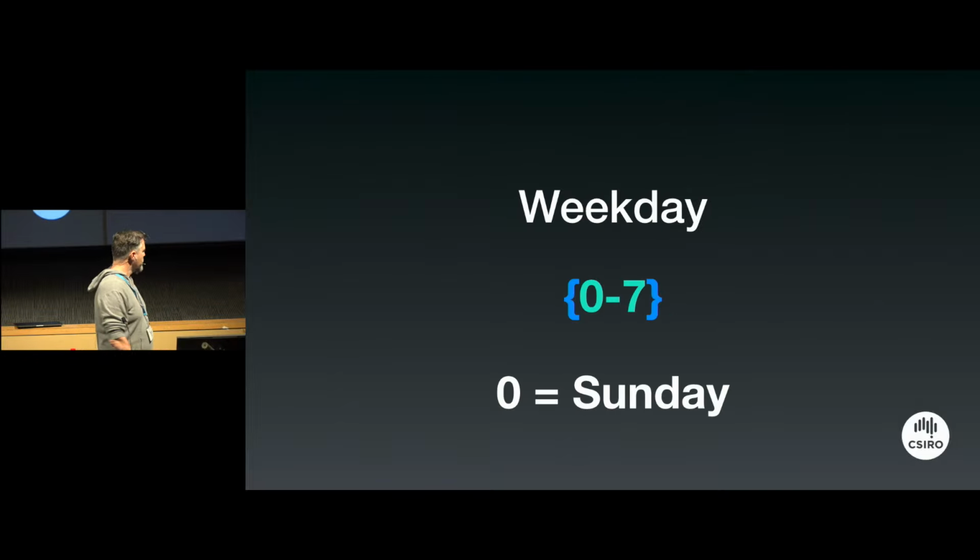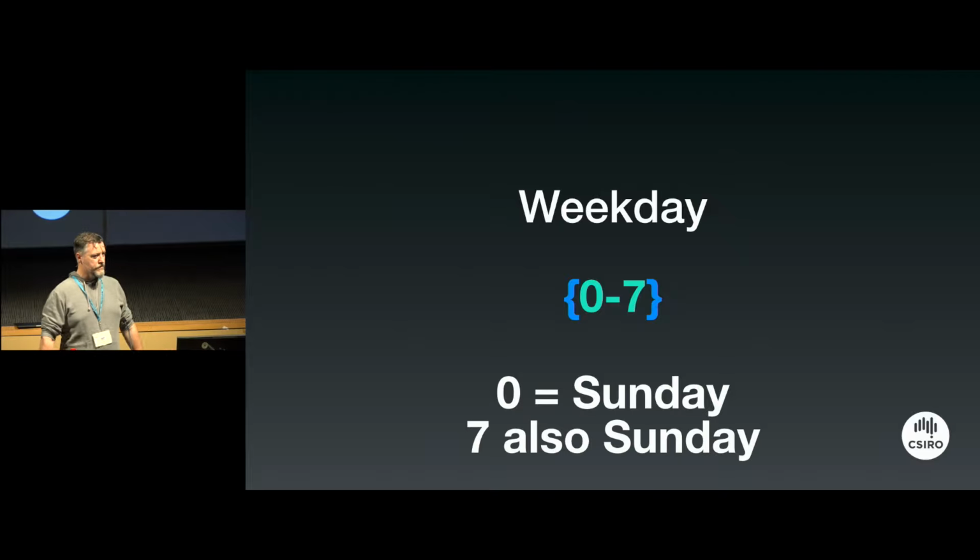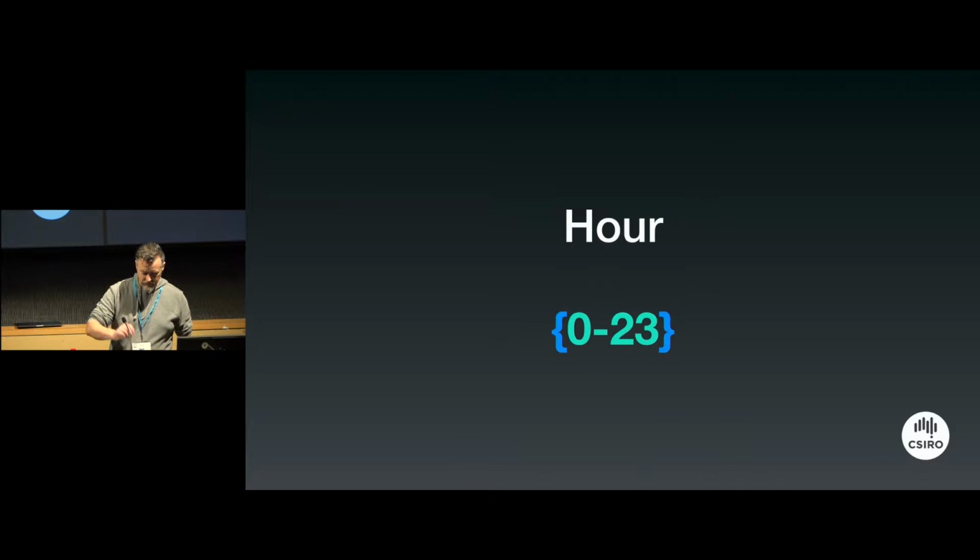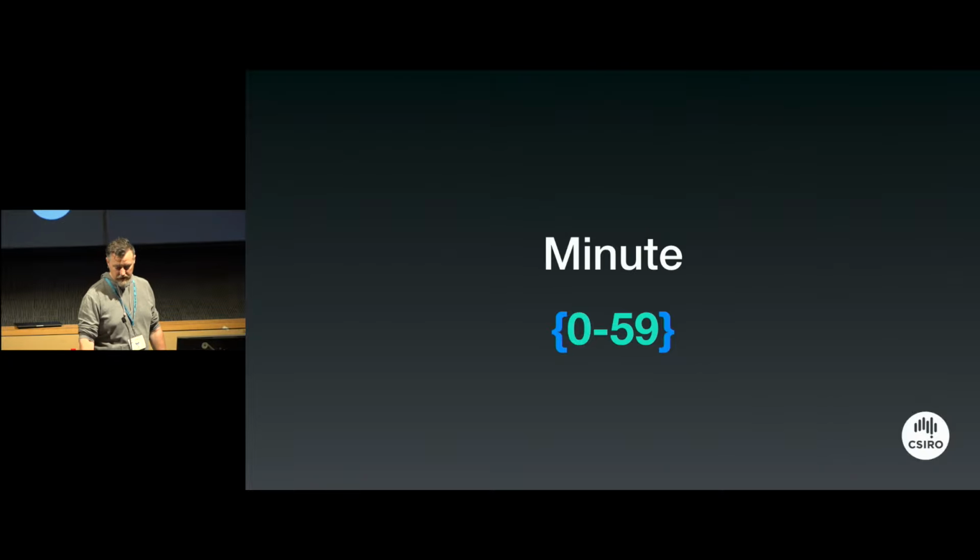Weekday, 0 to 7. 0 is Sunday. You'll notice that if you count from 0 to 7, there's actually 8 numbers there. It's because 7 is also Sunday. So that way you can have, essentially if you just think Monday, Tuesday, Wednesday, Thursday, Friday, and the weekends. So hours 0 to 23 is 24-hour time. Minutes 0 to 59.